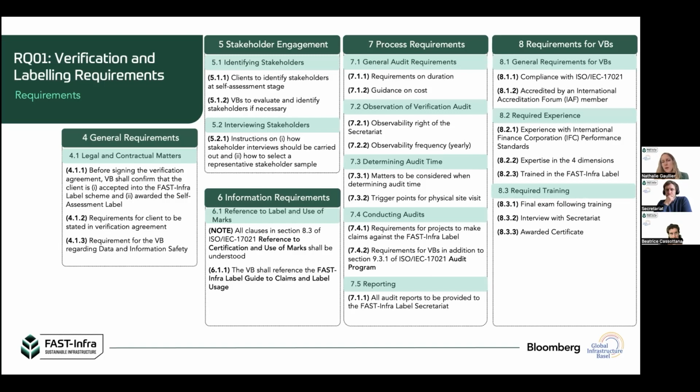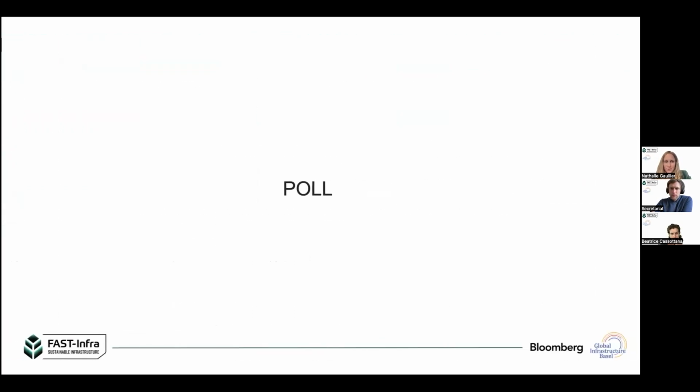And of course, they need to have passed the FAST-Infra Label training, which ends with an exam. We also have an interview with the verification body, and then they get a certificate. After that, they can carry on verifications of projects. So that was it for the verification and labeling requirements. We have a very last poll, I think, on this one.